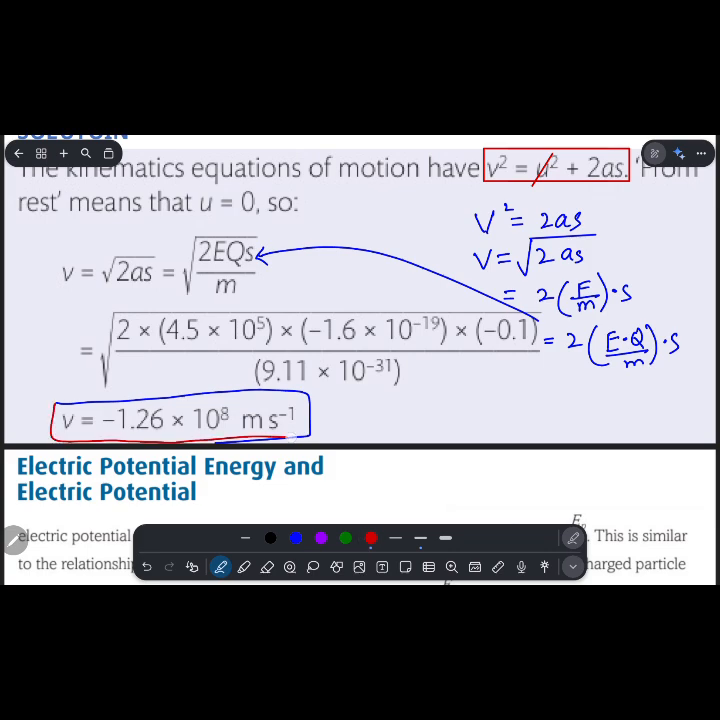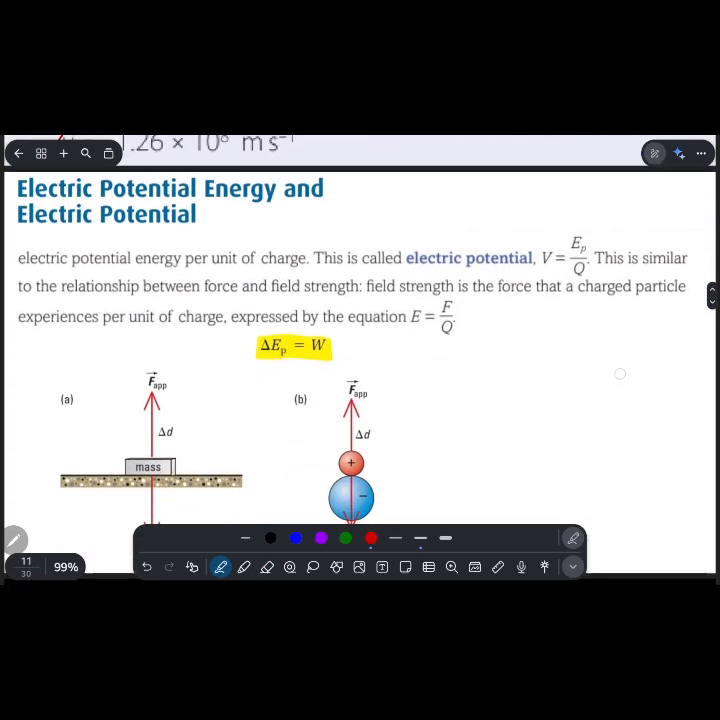So almost closer to the speed of light, because the speed of light is 3.0 into 10 to the power 8, so it is 1.2 or 1.3 into 10 to the power 8. So this is what we can find out for the charges.